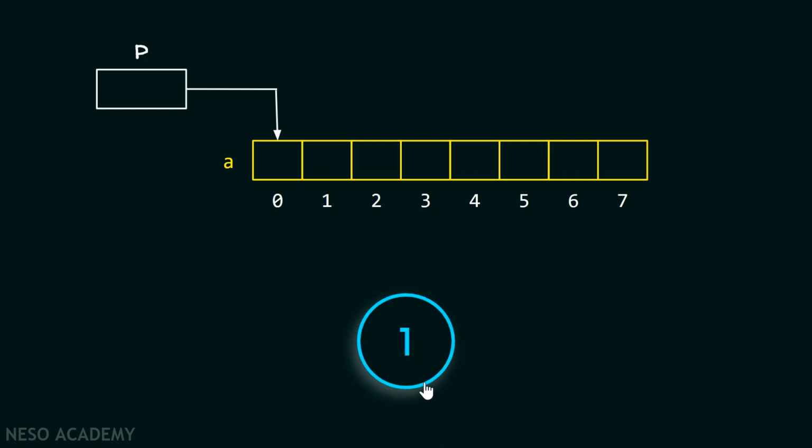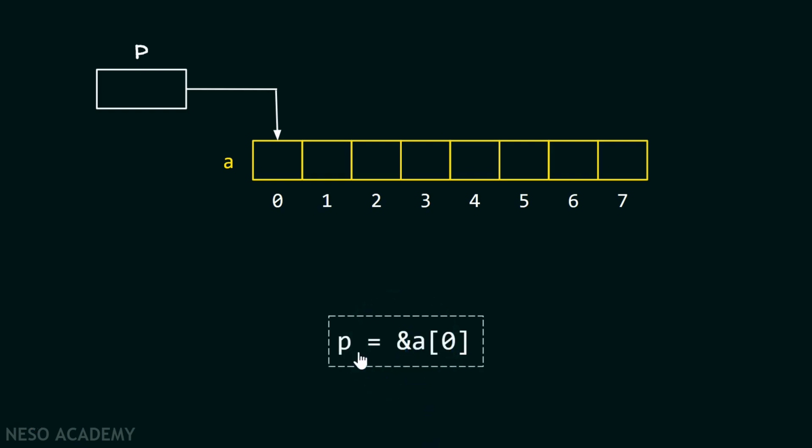Stop. The answer to this question is P equals ampersand of A[0]. A[0] means the first element of the array. We want to get the address of this first element of the array. Therefore, I'm placing ampersand in front of this A[0]. This gives us the base address of the first element of the array, and the base address will get stored in the pointer P, which means that P will simply point to the first element of the array, right?